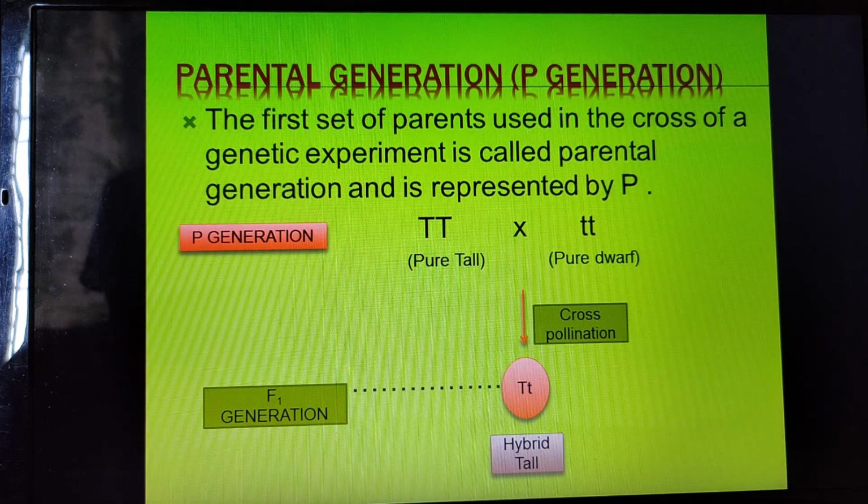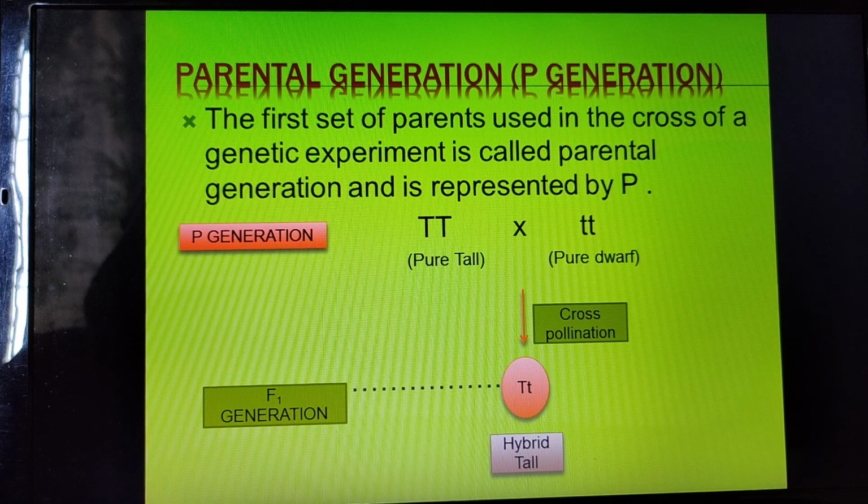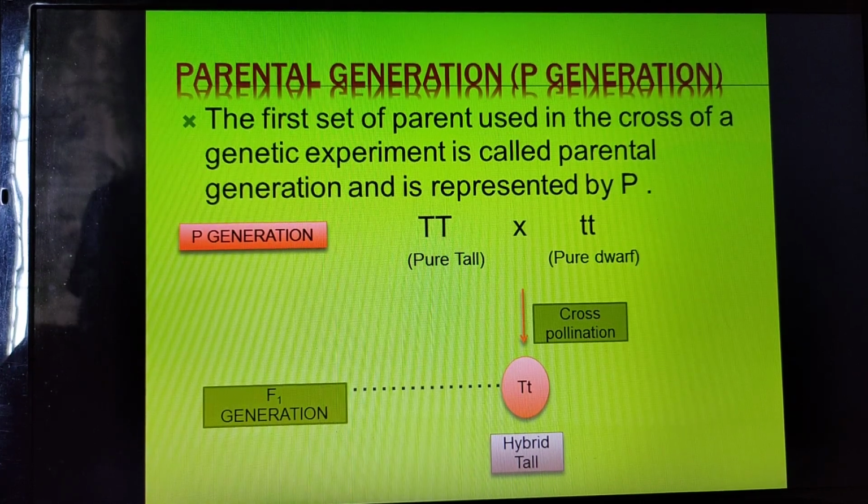First, we will learn about the parental generation. The first set of parents used in the cross of a genetic experiment is called the parental generation. It is also represented as the P generation.